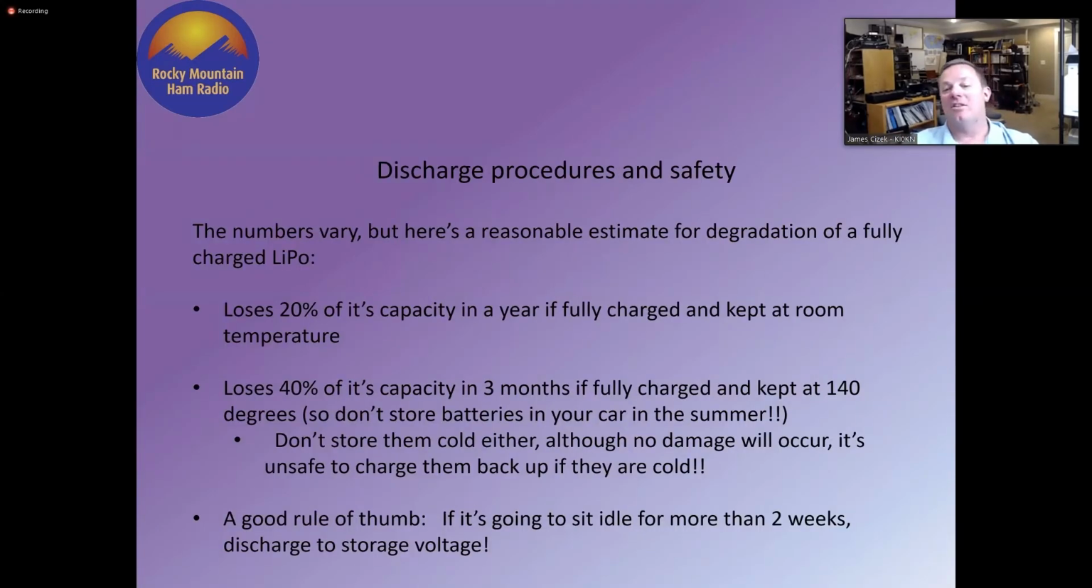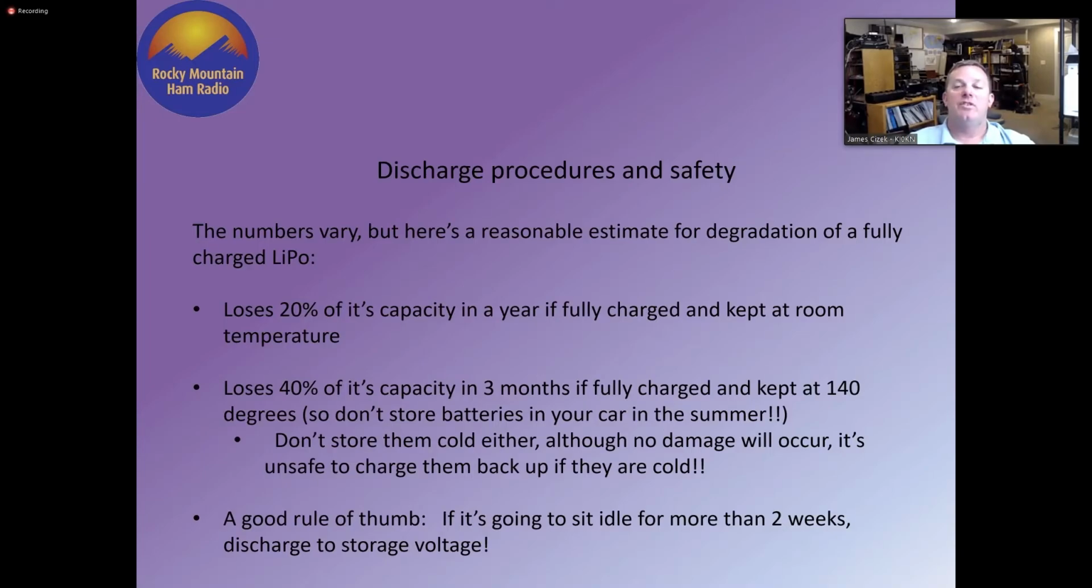All right, we're about to wrap up here. We're going to talk about discharge and then let everybody go get another cup of coffee and wake back up. We said that we don't want to store our batteries charged. So that means that we'll have to, on occasion, discharge a battery so that it can go into storage.